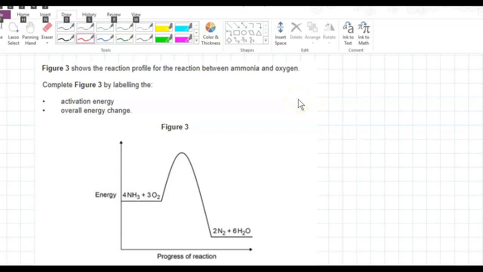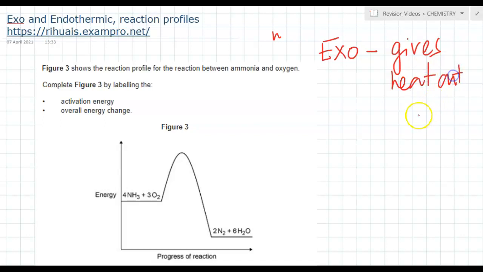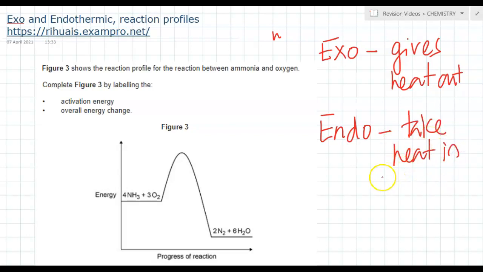Okay, so this section's on exothermic and endothermic reactions. You've got two contrasting words here where we would say exo, exit, exterior, outside, gives energy out, usually in the form of heat. So exothermic reactions will feel hot, and the opposite of exothermic is endothermic. Endothermic have to take heat in from the surroundings.